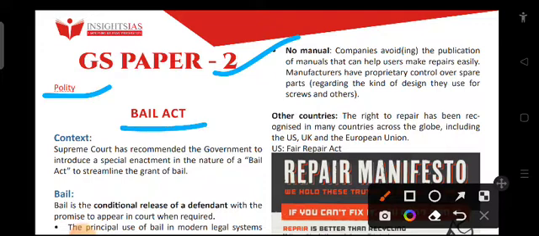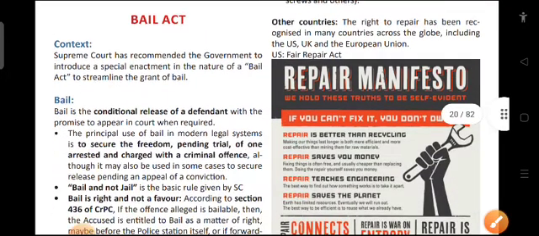The first news is about Bail Act. What is the context? Supreme Court has recommended the government to introduce a special enactment in the nature of Bail Act to streamline the grant of bail. So recently Supreme Court has asked the government to give some special enactment about the Bail Act to streamline that particular act.